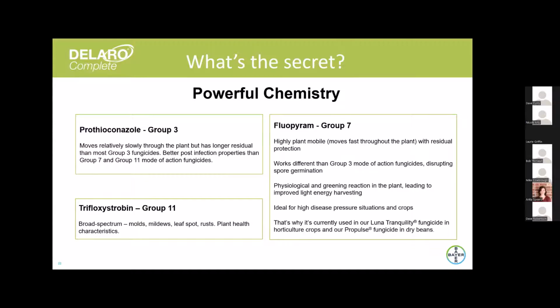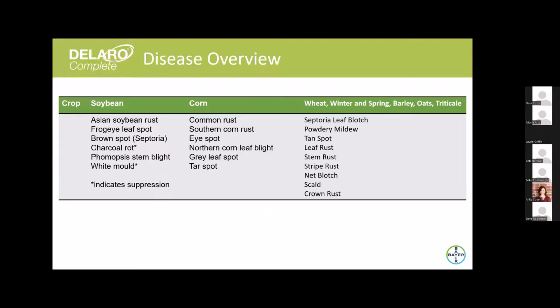and it's also been used in a horticultural product, Luna Tranquility, that you may be familiar with if you're in the hort business. And Propulse is a dry bean fungicide that's very, very effective against the white mold as well in dry beans. So if we look at the registered crops for Belero Complete, you're going to hear us talk about it for soybeans, corn, and not so much in cereals, but it is registered in cereals.